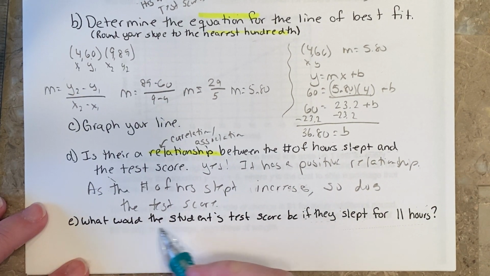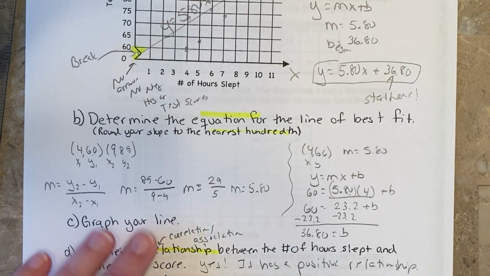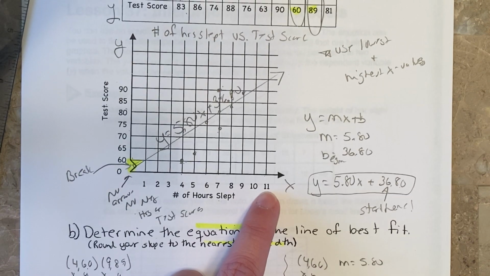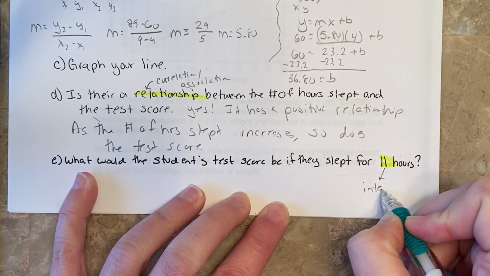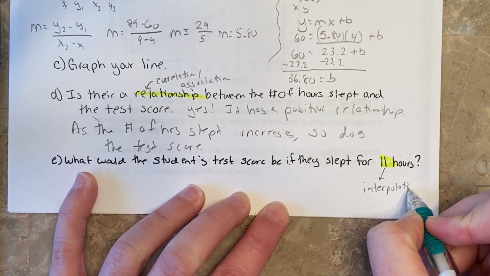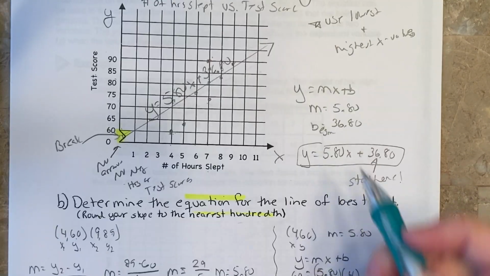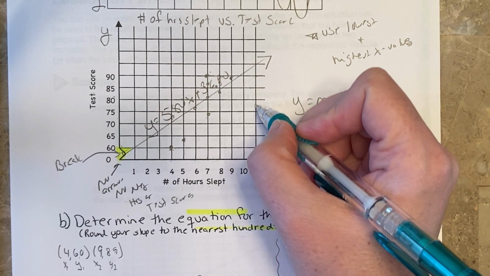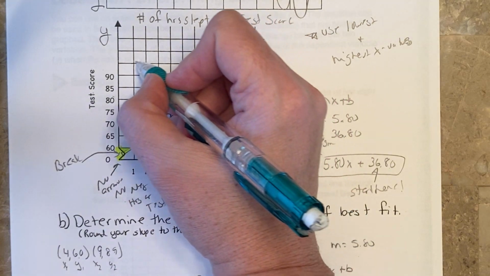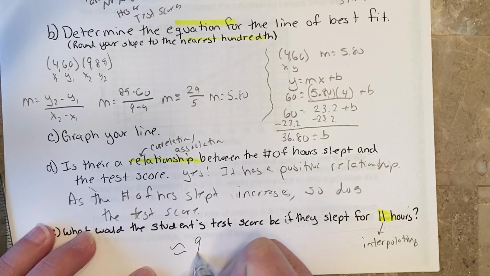Part E, last part. What would the student's test score be if they slept for 11 hours? All right, so let's see. Are we interpolating or extrapolating? So 11 is actually on my graph, okay? So I don't have to make any equations. This would be interpolating, because it's inside the plotted value. That 11 is inside this portion. So we can just go up and go over, and it looks like it would be approximately around a 95.